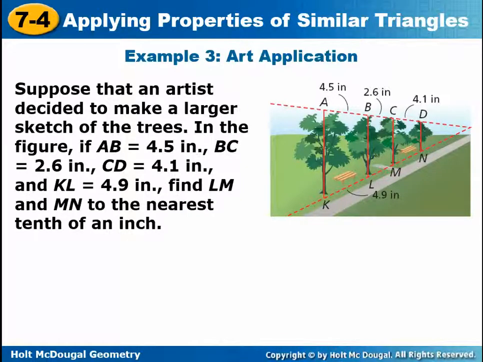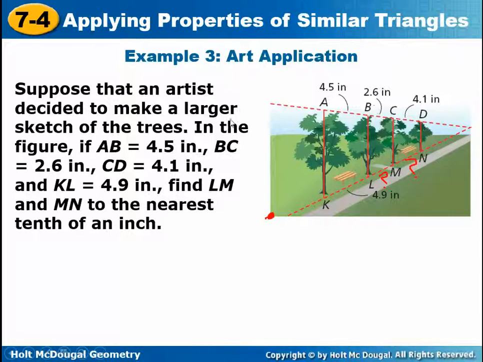So here's an example of a perspective drawing. The farther away from the viewer, from your point of view, which would be like right here, the smaller those trees are going to be. And it says that in the figure, if AB is 4.5, BC is 2.6, CD is 4.1, KL is 4.9, they want you to find LM and MN, both of these parts.